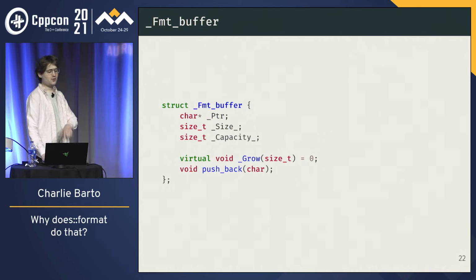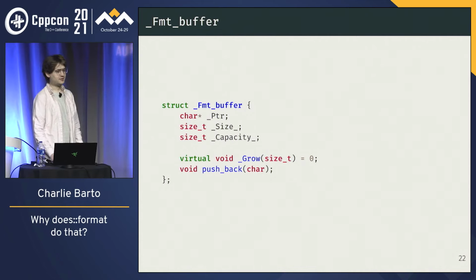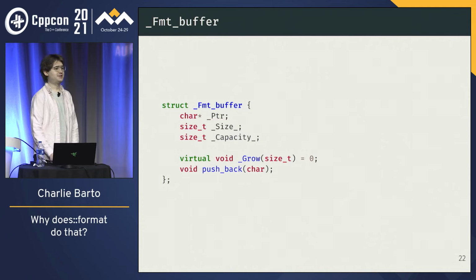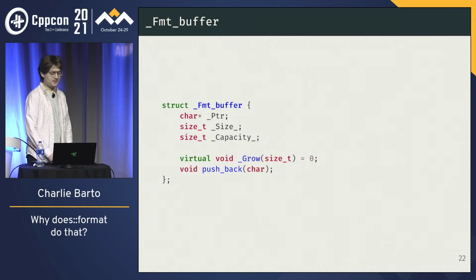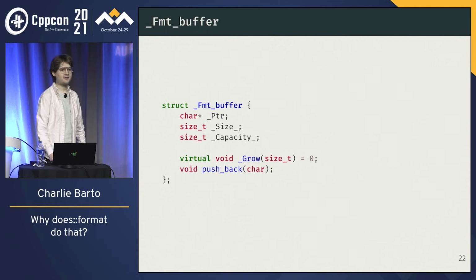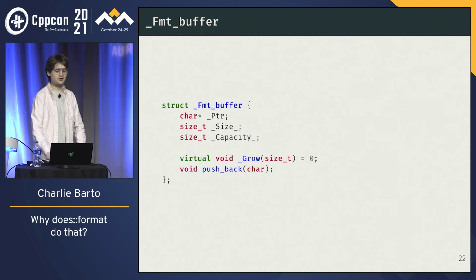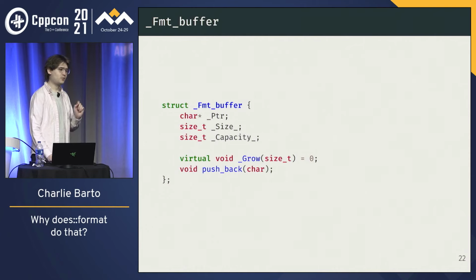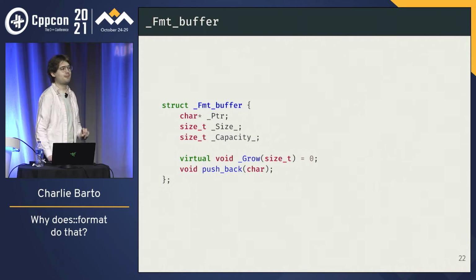Anyhow, format buffer has the usual containery things: some data, a size, and a capacity, and it has push_back. You need push_back for output iterators; that's kind of what they do. And then it has a virtual function called grow, which is where we do the meat of what you need. The reason we need a size and capacity is that push_back doesn't have to call grow every time. You only have to call grow when your size is bigger than your capacity.